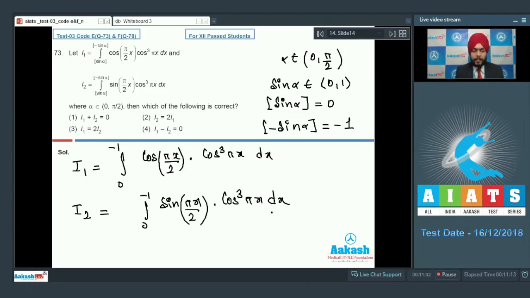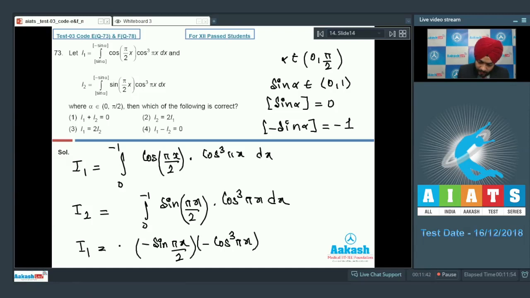If you apply the a plus b minus x property in I1, you will get I1 equals, x will be replaced by minus 1 minus x. So if I replace with minus 1 minus x, this term will become minus sin(pi x by 2) and this term will become minus cos^3(pi x). After applying the a plus b minus x property in I1, from 0 to minus 1 dx. Clearly, both the negative signs nullify each other. I1 is clearly equal to I2. Option number 4 is correct. Okay, let us move on to 74.